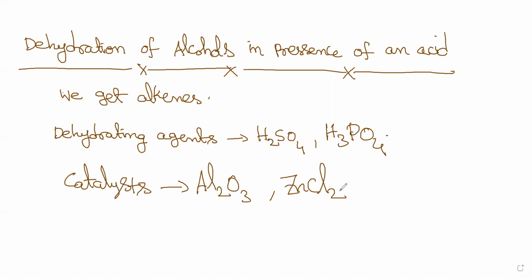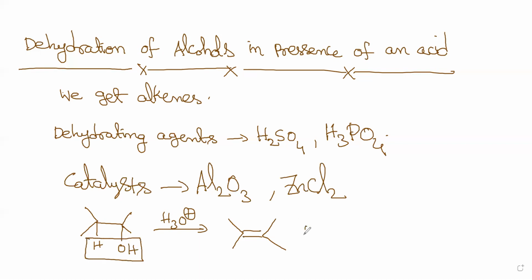What is the ultimate reaction? The ultimate reaction is like this. Suppose you have H and OH. This is an alcohol. After dehydration, what you are going to get is an alkene. So ultimately, this is what happens. A water molecule will be lost, and you are going to get an alkene here.